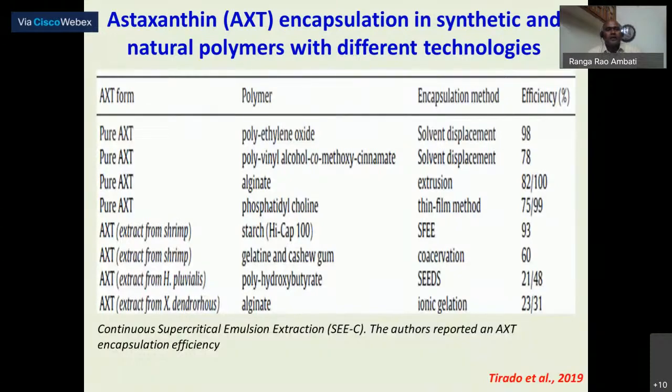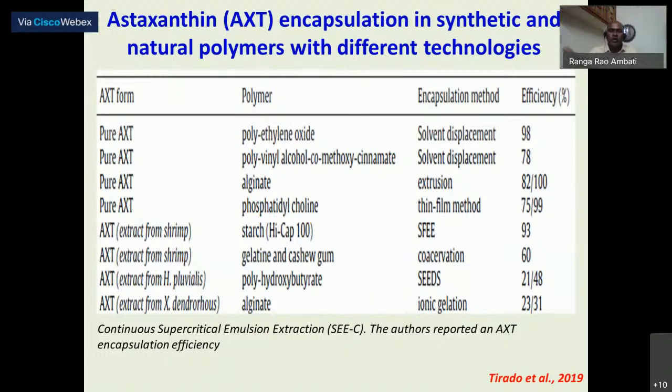And astaxanthin, we are talking more about Haematococcus, but you can see astaxanthin extracted from shrimp and from some bacteria, and they processed this with encapsulation technology and used various polymer materials. You can look into column 2. There are various polymer materials they used here, coating materials, and encapsulation methods. You can look into the last column. The efficiency is increased. It will vary depending on the polymers and the encapsulation technology.